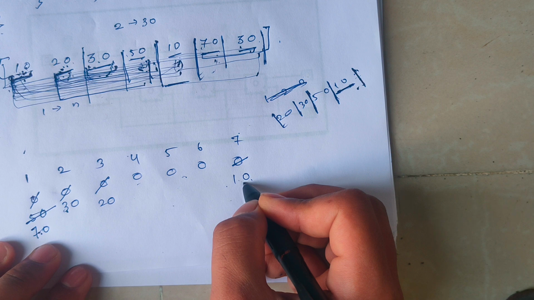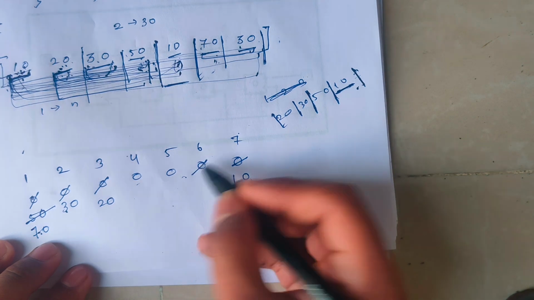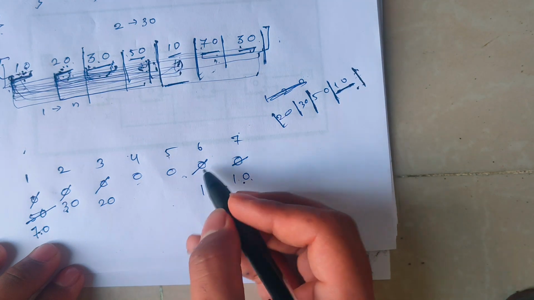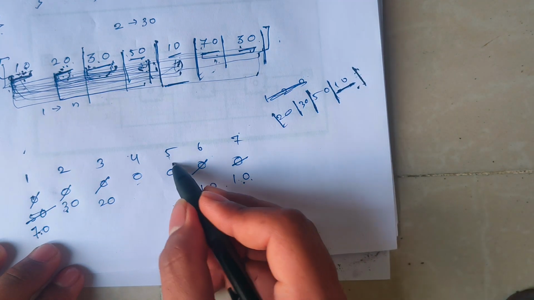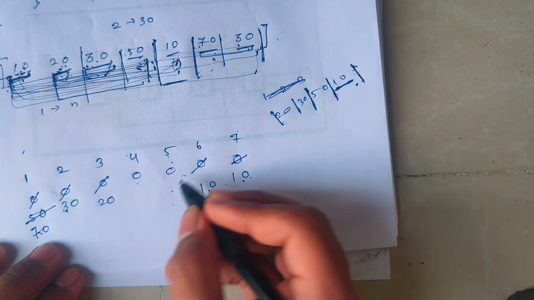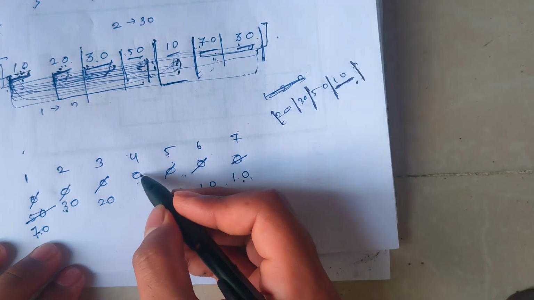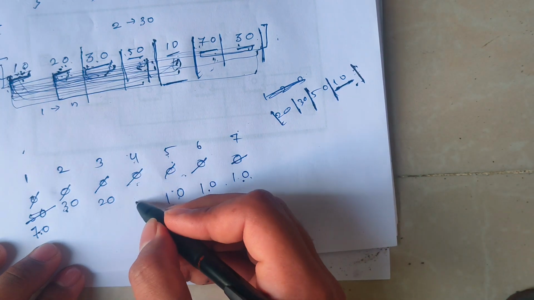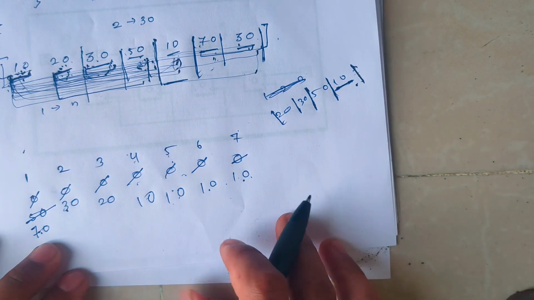10 is minimum for 7 window size, so it would be minimum for 6 window size. We can update it to 10. 10 is minimum for 5 window size. We can update to 10. It is minimum for 5 window size, then it could be minimum for 4 window size, then 10.